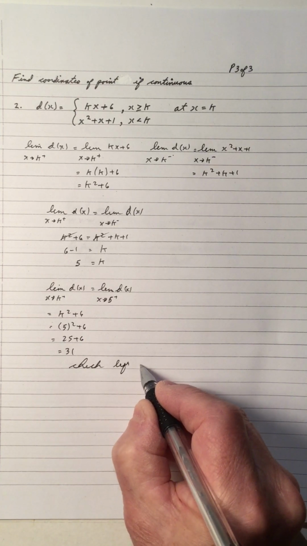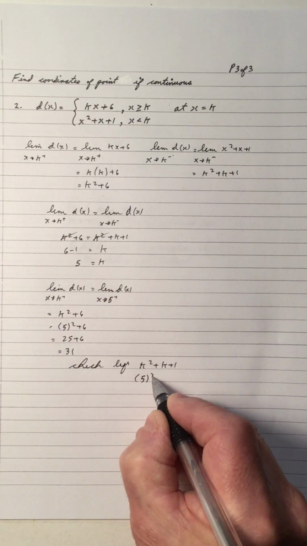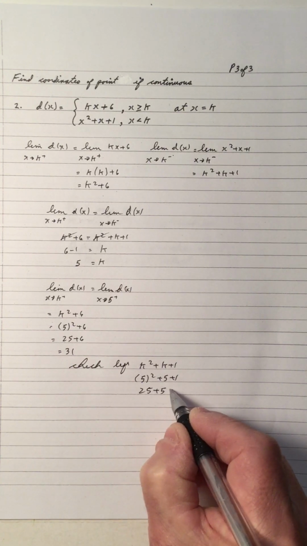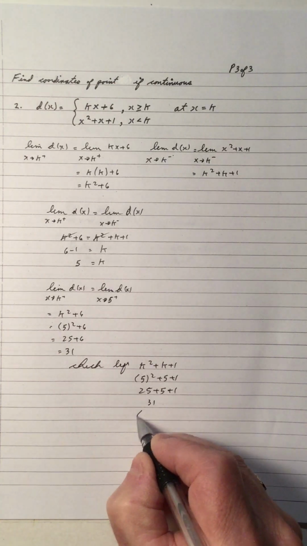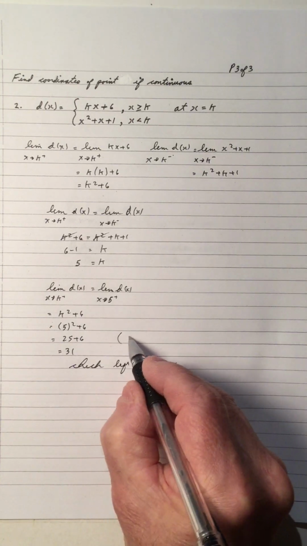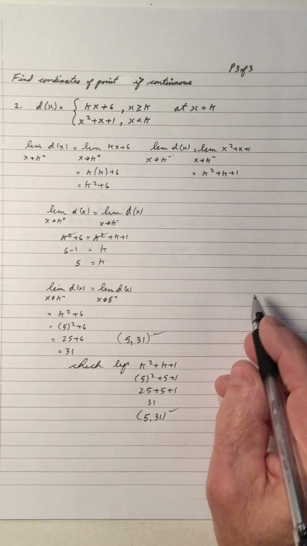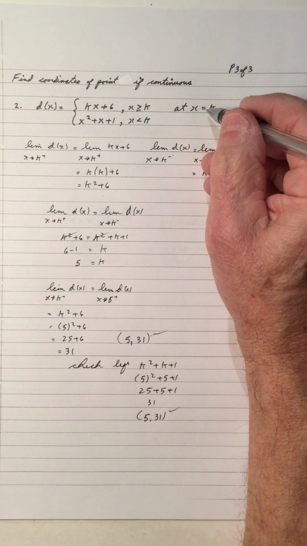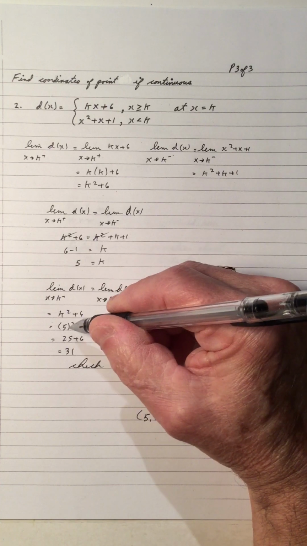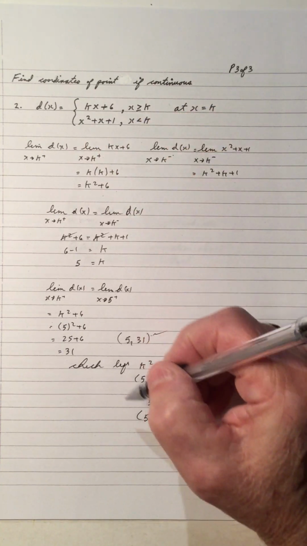The limit on the left is k squared plus k plus 1. So we have 5 squared plus 5 plus 1. 25 plus 5 plus 1 is 31. So a 5 gives me a 31. So the point here is (5, 31). The value of k is 5, which gives me the coordinates of the point. I had to get the value of k first, then sub k into this linear expression or into this one, and I'll get the same point.